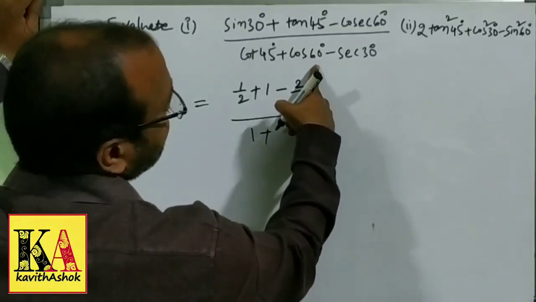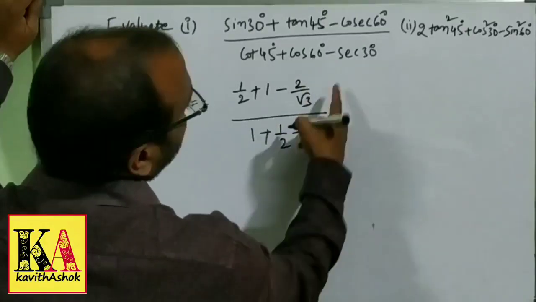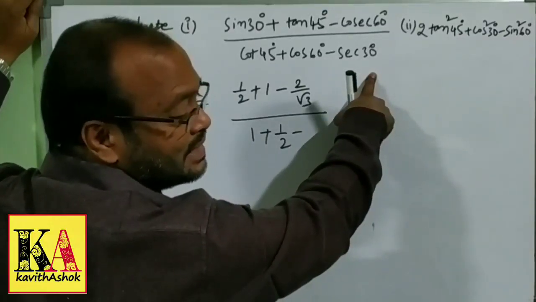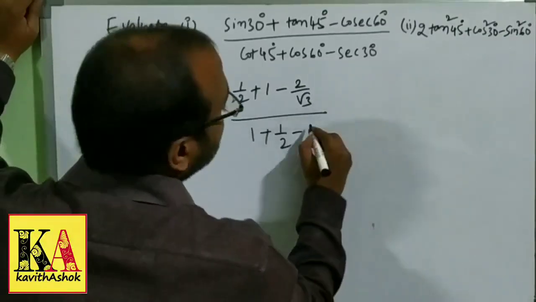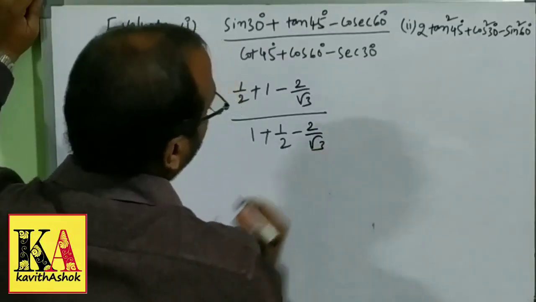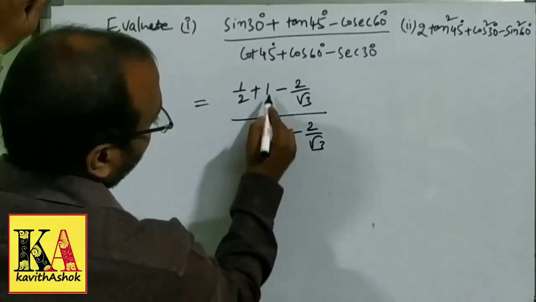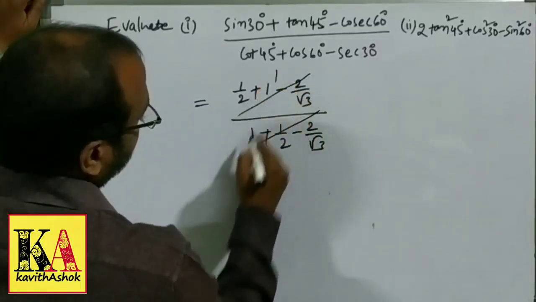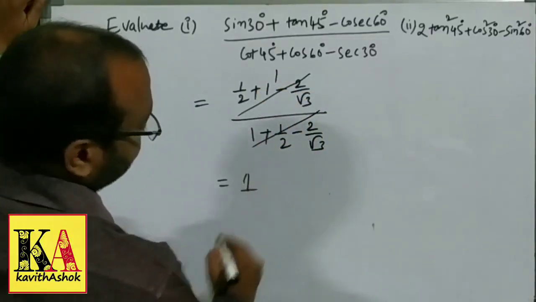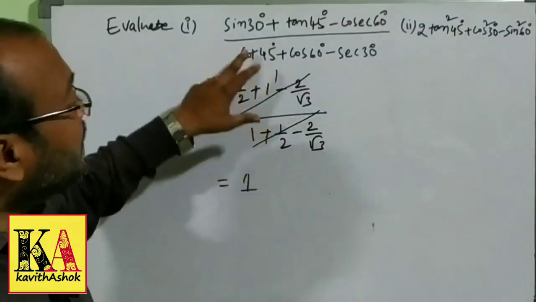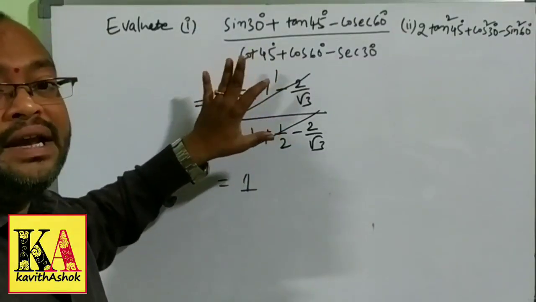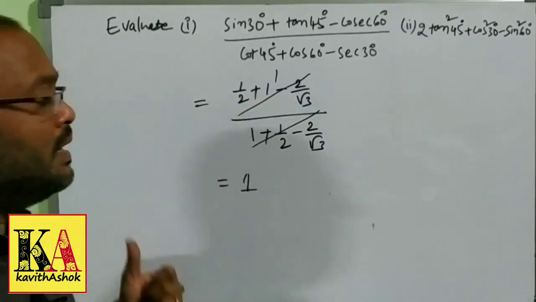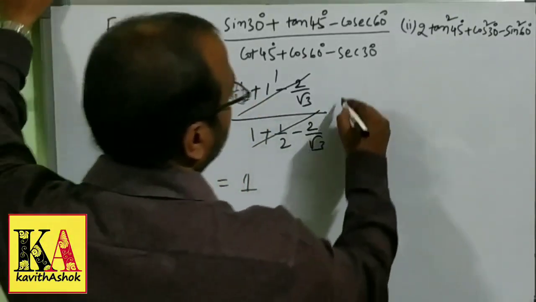Cos 60 is nothing but sin 30, that is 1 by 2. Sec 30 degrees is 1 by cos 30 degrees. Cos 30 is nothing but sin 60, so 1 by root 3 by 2 is 2 by root 3. Look at here: 1 by 2, 1 by 2, plus 1, 1, minus 2 by root 3, minus 2 by root 3. So this gets cancelled. Simply our answer will be 1. Only by seeing the problem, don't feel it is hard. When we apply, automatically it becomes very easy. So this is the answer for my first one.